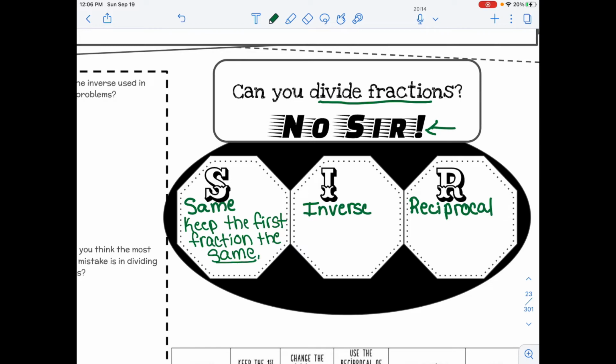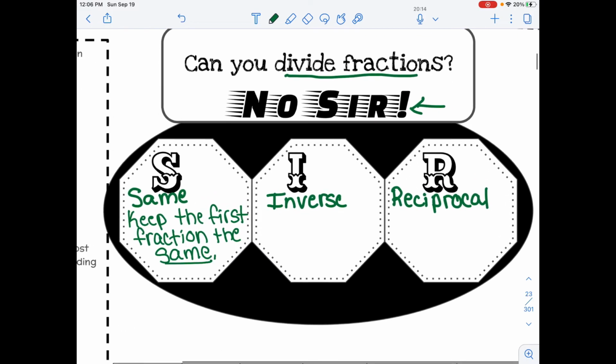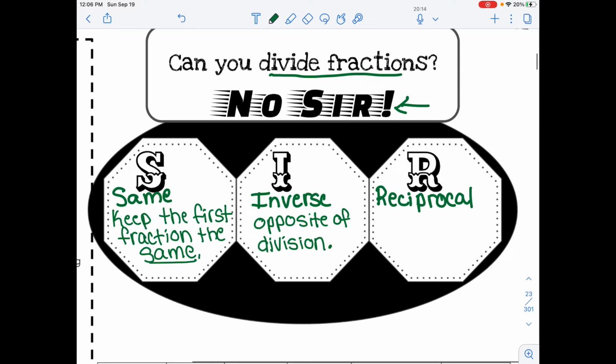So we're going to keep the first fraction the same. Now, inverse stands for inverse operations. So inverse means the opposite of division. So you're going to change your division to a multiplication operation, excuse me. And then R is your reciprocal. Remember, reciprocal is when you flip the fraction.